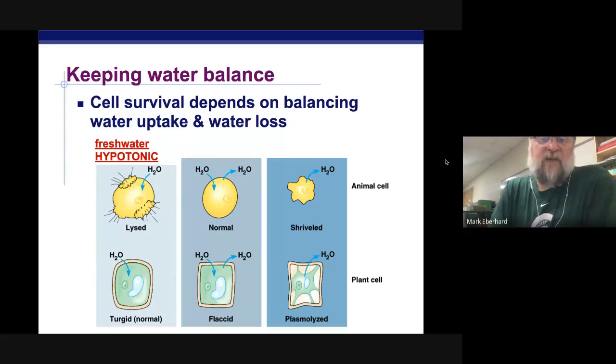Plant cells, on the other hand, this is their favorite environment. Plant cells love this environment because they gain water very easily. Remember, if you look in the center of that plant cell, there's that big central vacuole, that little blue bubble-looking thing. That's the central vacuole.